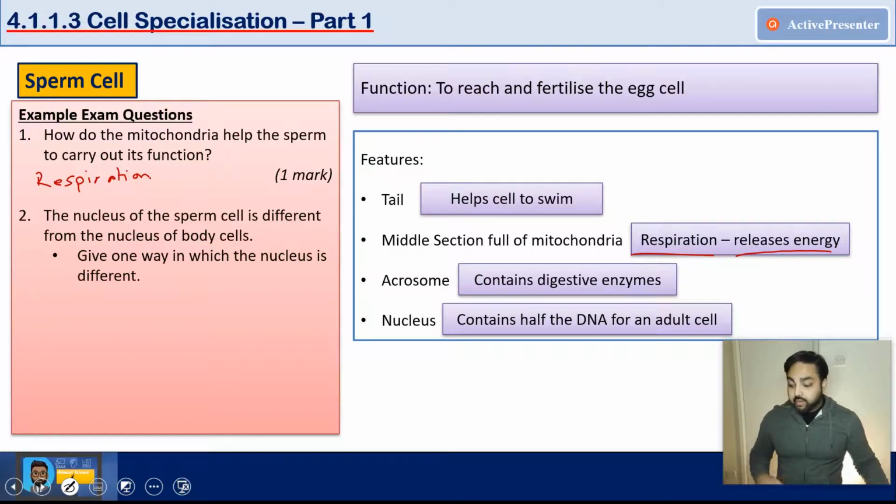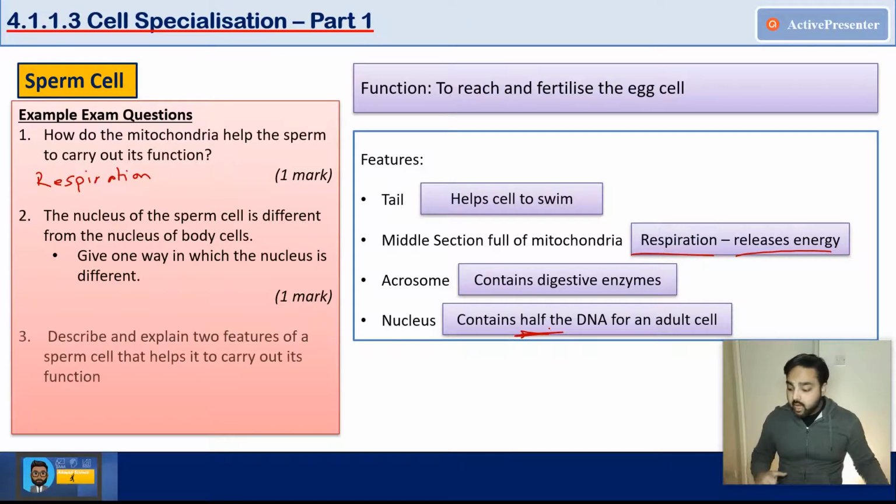The nucleus of the sperm cell is different from the nucleus of a body cell. Give one way in which the nucleus is different. Now, think back to the notes. It contains half the DNA, and that's what you need to say. It's only 1 mark, and if you said the nucleus contains half the DNA of a regular body cell, then you get the mark.